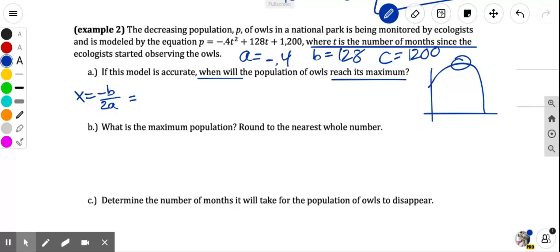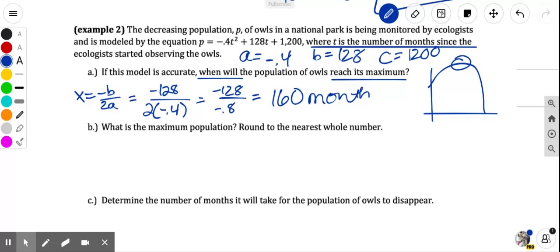So b is 128, so negative 128, negative b, over 2a, 2 times negative 0.4. Okay, so this is negative 128, and then 2 times negative 0.4 is negative 0.8. And then if you divide that, you get 160. So that would represent 160 months. So after 160 months, the population of the owls will reach its maximum number, maximum population.